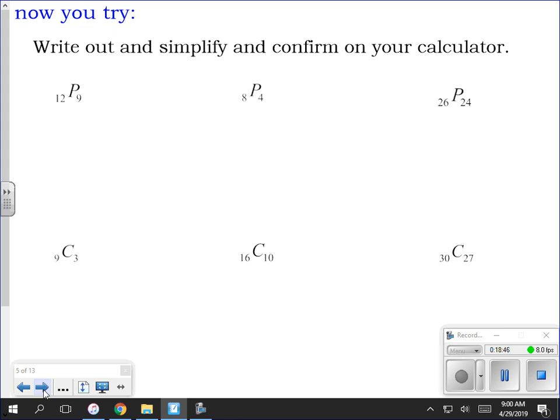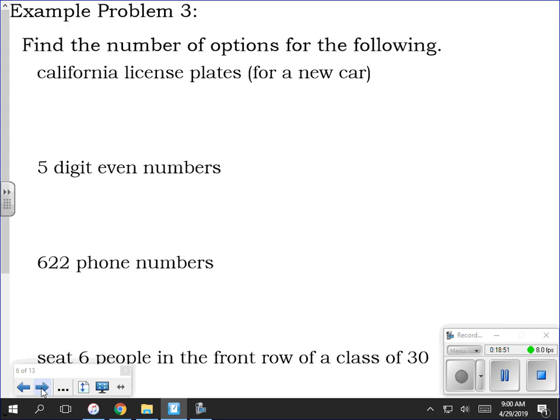Okay, I'll let you finish these ones on your own. Just type them in on your calculator. Let's get to the next example so we can get to what we're doing.